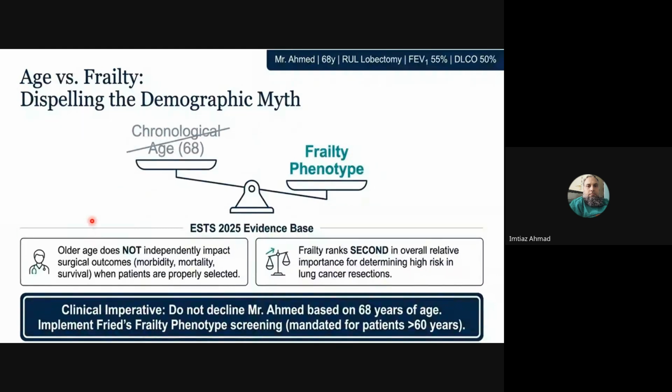Now the third factor is age. Older age does not independently impact surgical outcome, that is morbidity, mortality, and survival, when patients are properly selected. This means frailty ranks second in overall relative importance for determination of high risk in lung cancer patients. So chronological age should not be measured; rather, physiological age should be assessed by using the frailty phenotype scale.